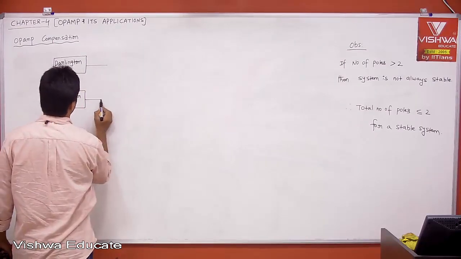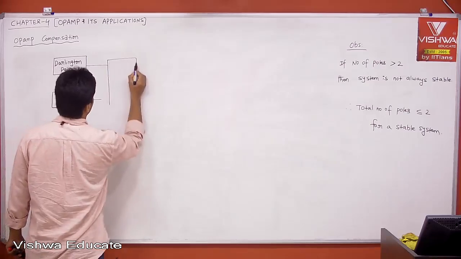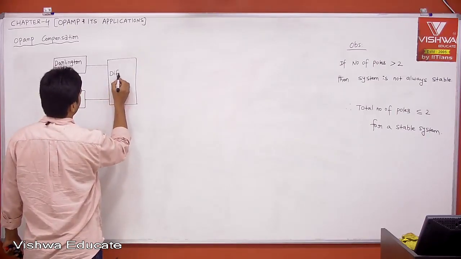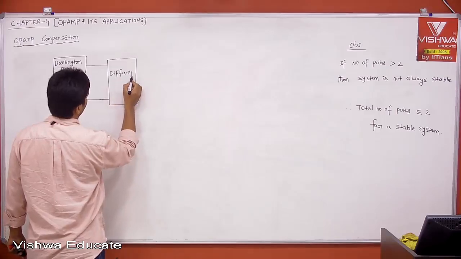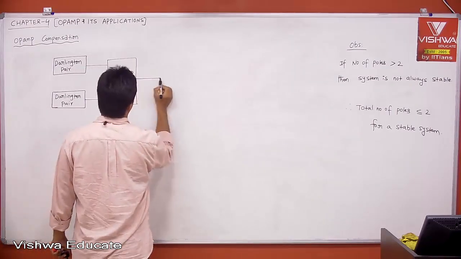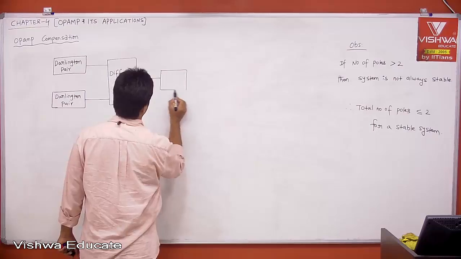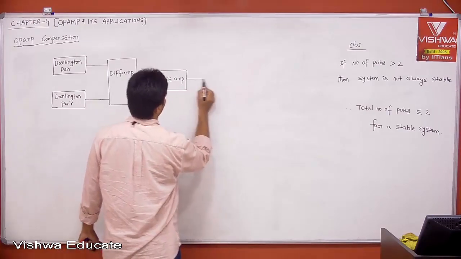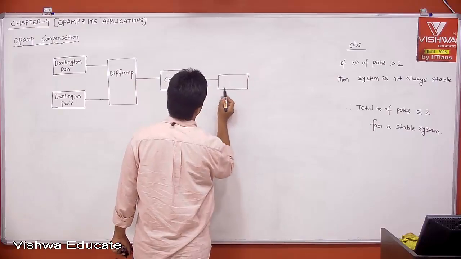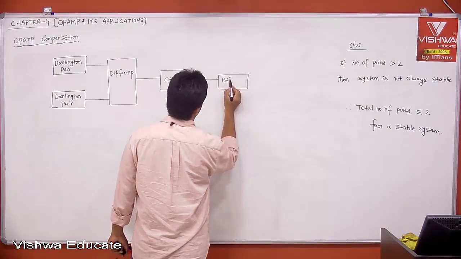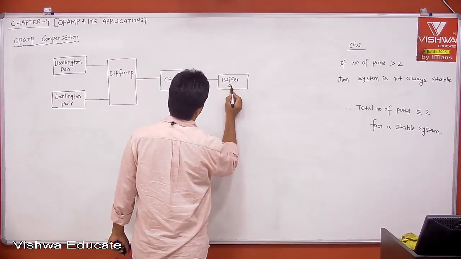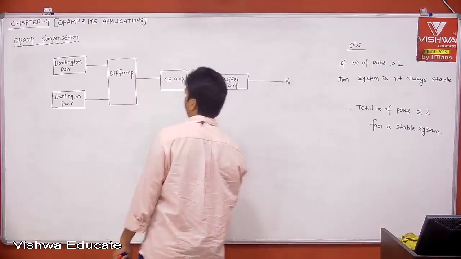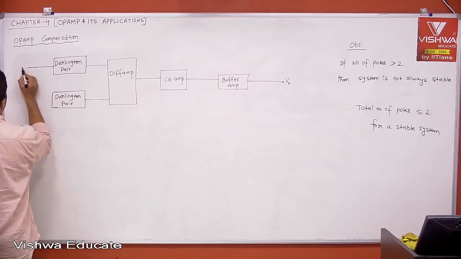And now, after this, differential amplifier, diff amp, then common emitter amplifier, CE amplifier, then finally the buffer amplifier or CC amplifier, buffer amplifier. Now this is our output V0, and now this is V1.